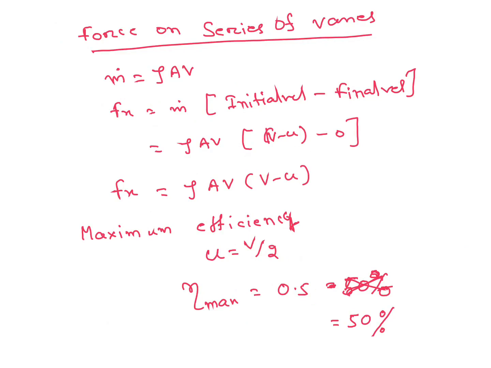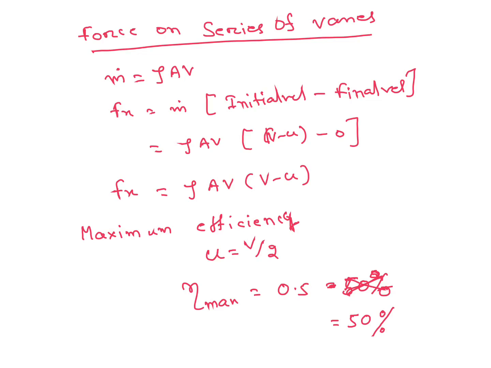When the jet strikes a series of vanes, in that condition m dot equals rho a v. Then the force in the direction of jet Fx is m dot into initial velocity minus final velocity. M dot is rho a v, the initial velocity is v minus u in the direction of jet, and the final velocity in the direction of jet is 0. So Fx is rho a v into (v minus u).